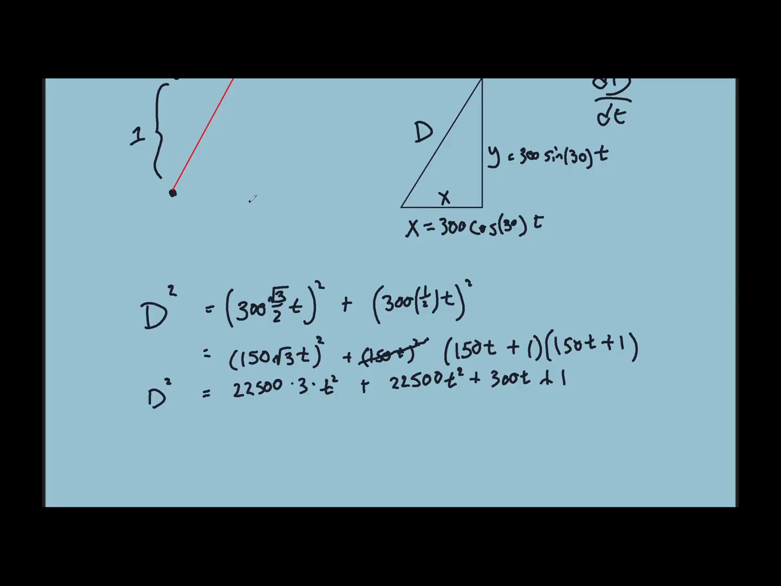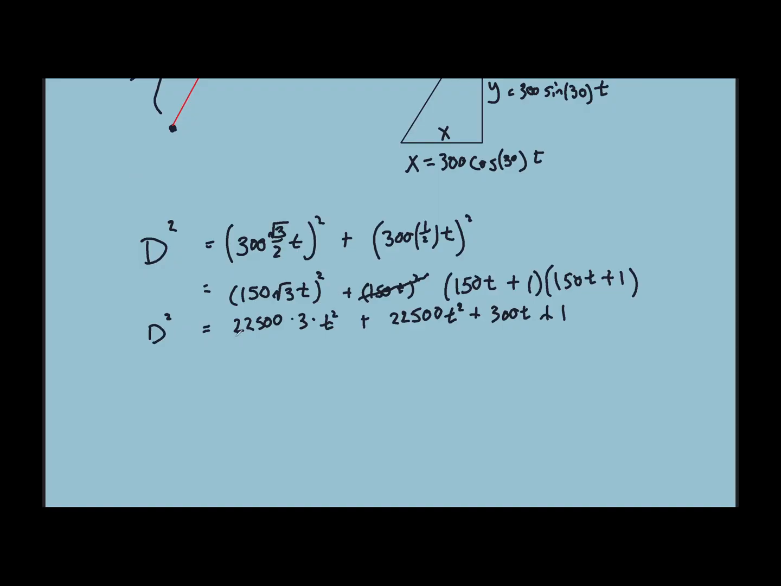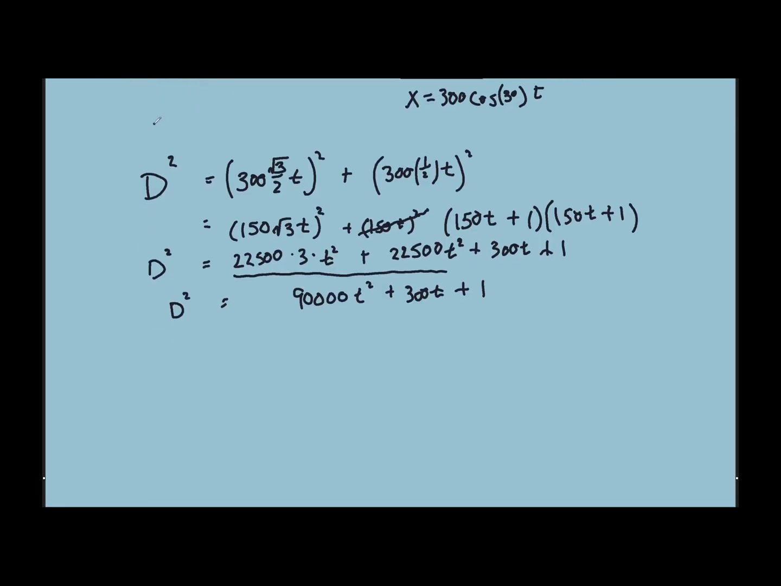So far we haven't done any calculus. This is all trigonometry and algebra. But we can put some of this together. Of course, these t squareds can go together. That's going to make 90,000 t squared plus 300t plus 1 equals d squared. I don't want to take a square root. Square roots are hideous. But what I can do is take the derivative right away.